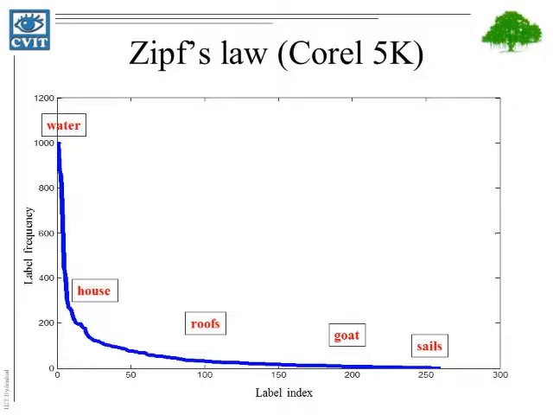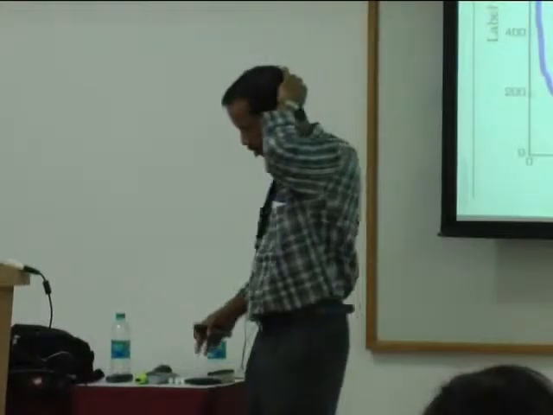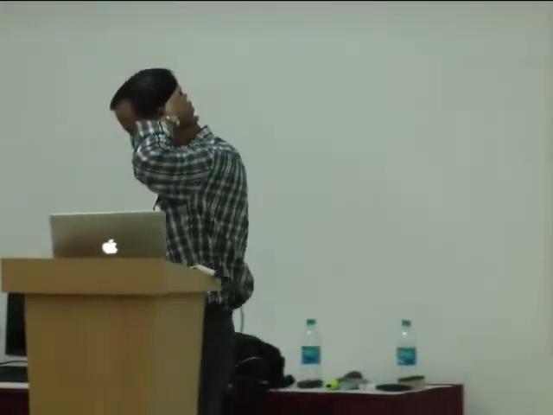Another issue that came up was that if you look at the data, the frequency of the labels in the data set decreases exponentially. If you look at the Corel data set, you see that labels like water are present many times, but goat or sails are present only very few times. So these are the issues of the data sets.